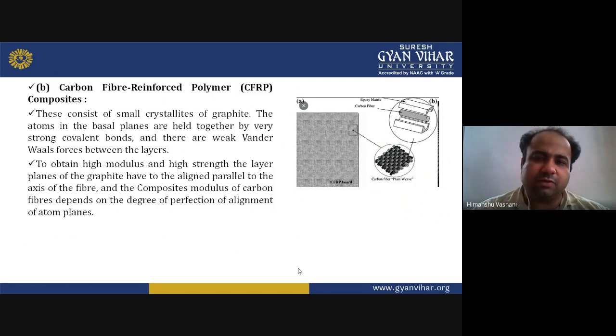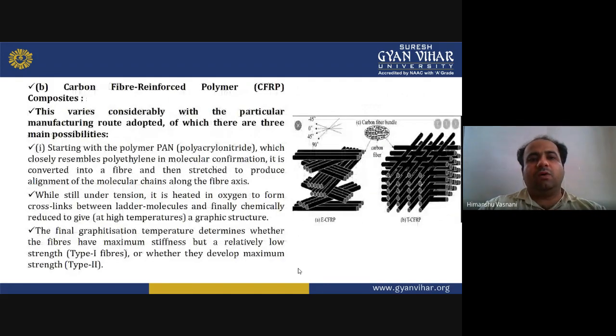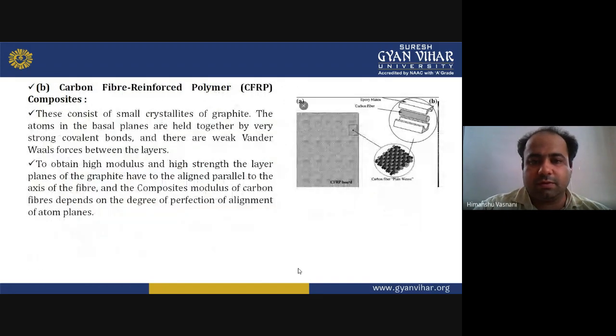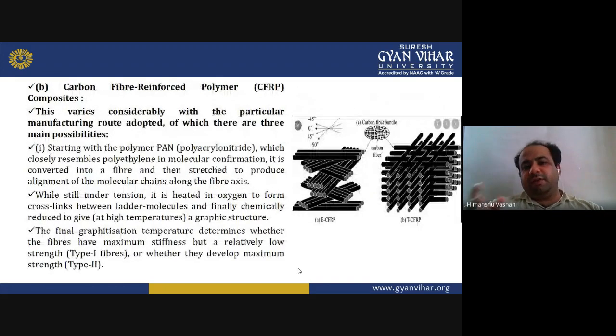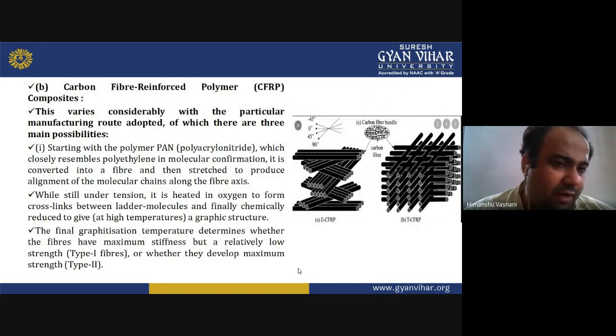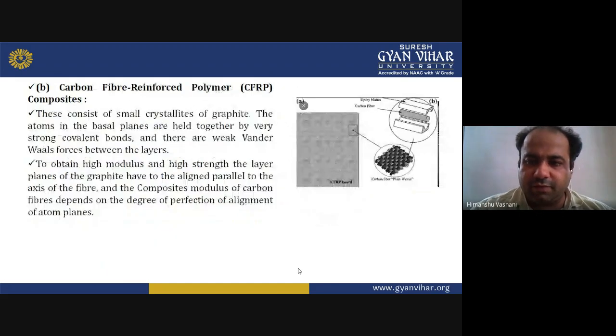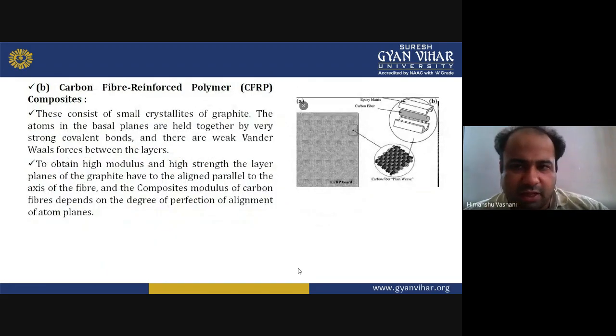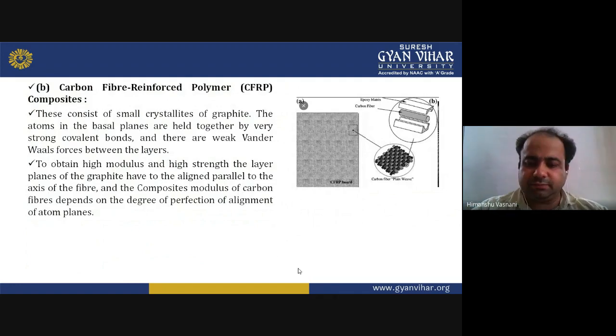You can see in the diagram how this CFRP board is shown, having plain weaves, and the carbon fiber lies between the epoxy matrix. This is how it looks, and the diagram is very clear. Now this varies considerably with the particular manufacturing route adopted, of which there are three main possibilities. With this diagram you can understand how the carbon fiber is held within the epoxy matrix. So you should understand this.